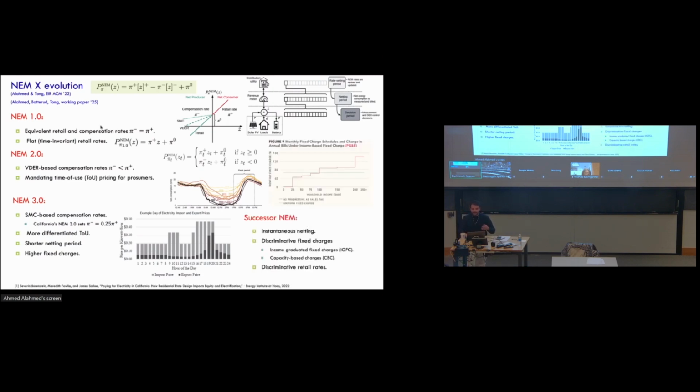The last net metering evolution, which is not yet actual, is the successor net metering policies. So these are less well-defined policies. But basically, they reduce how much you get out of your solar system.